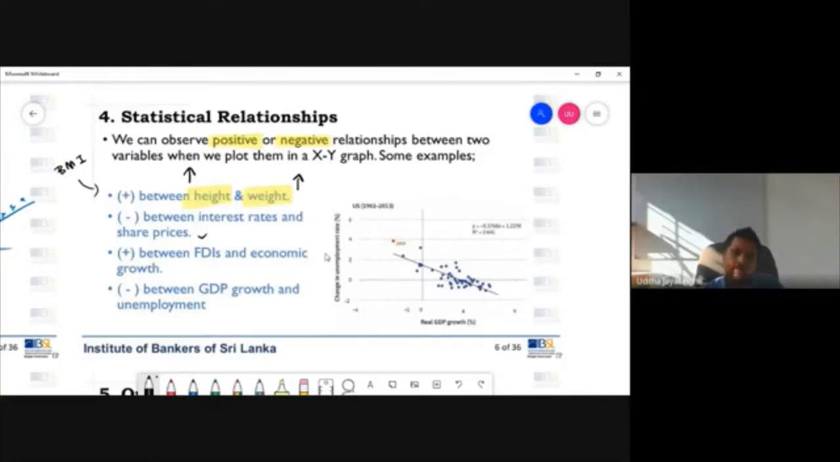Last one, negative relationship between the GDP growth and unemployment. A similar typical example. If the GDP growth is higher, that means a lot of people are contributing to the economy to grow it fast. But if it is lower, we can find the vice versa. That means a lot of people are going to be jobless, homeless, and they will be depending on welfare economics. Now, these are some of the statistical relationships that we can find for a nice two variable example.